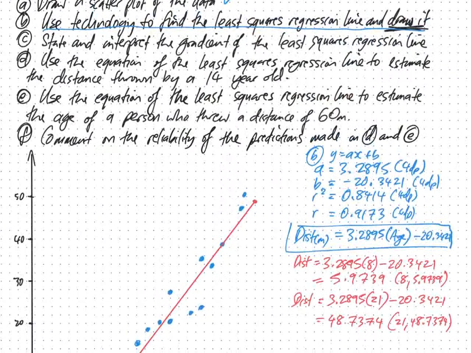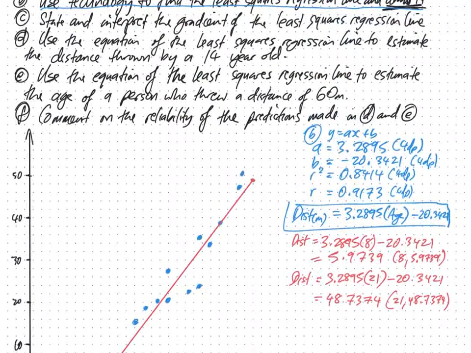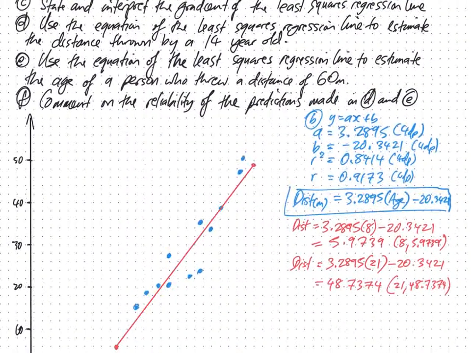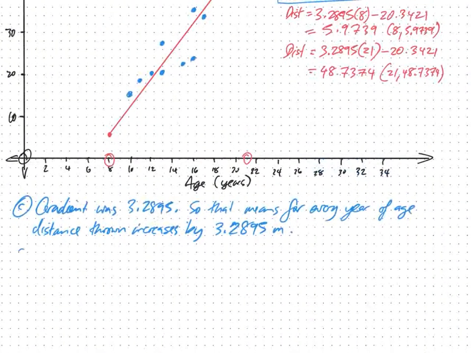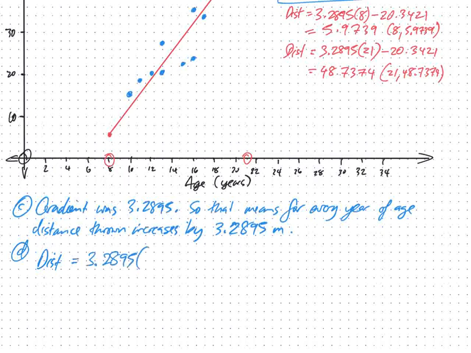We didn't know what the gradient was of the line of best fit. D, use the equation of the least squares regression line to estimate the distance thrown by a 14-year-old. So now this is what I meant by we hammer this particular topic, is because all the exam questions and the test questions go on. They don't just ask you to draw it, they ask you to use the equation. So I need to find the distance that a 14-year-old throws. So I know the x, and I need to find the y. So it's a simple substitution.